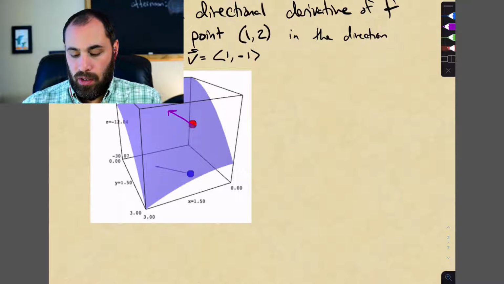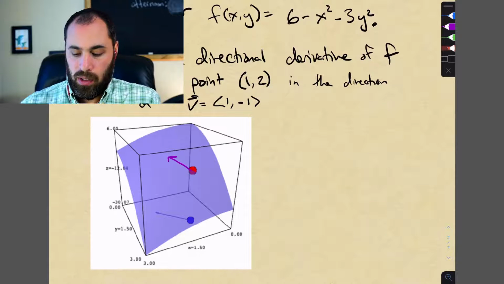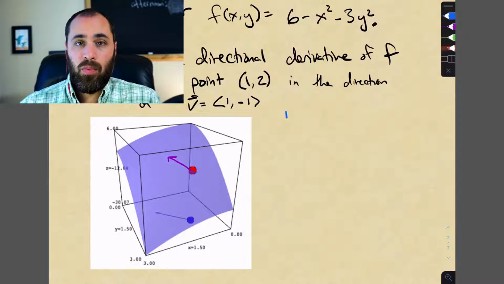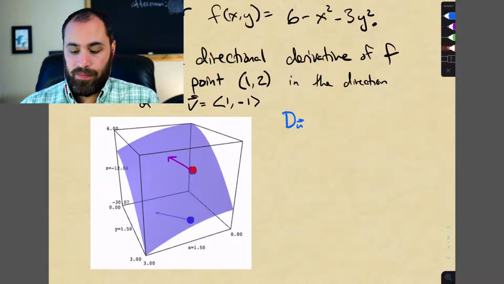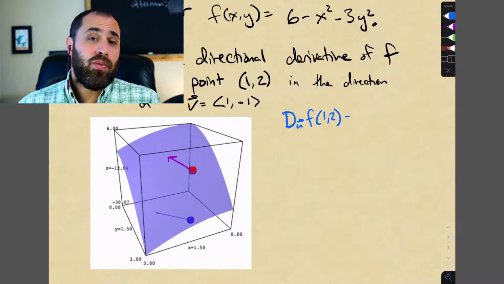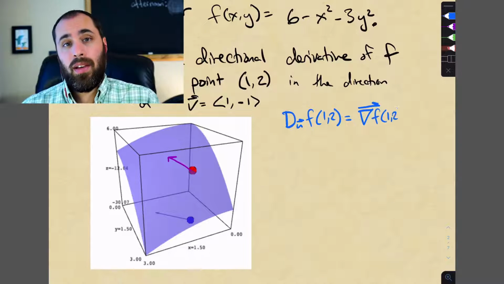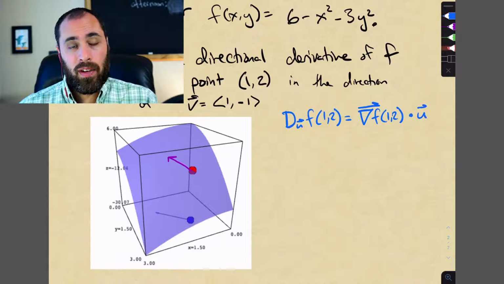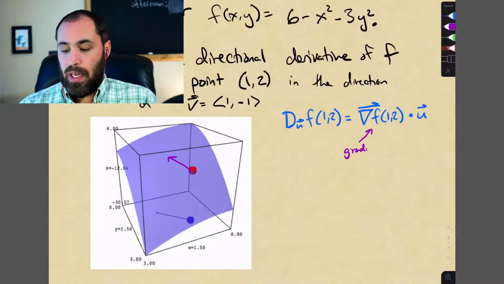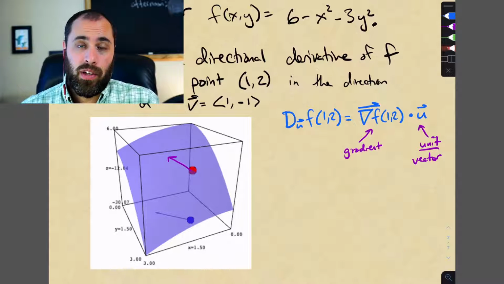So in this picture, you can see sort of a shadow. This blue dot on the bottom corresponds to the point 1, 2, and the vector is pointing in the direction of 1, minus 1. And to ask about the directional derivative is to ask, well, what's the rate of change in the surface of the function? How is z changing as we change the position in the direction of that vector? So to find the directional derivative, we can take the gradient at the point 1, 2 and dot it with u, a unit vector in the direction of v.